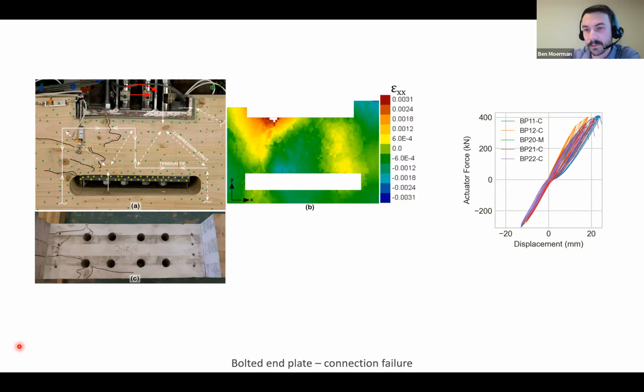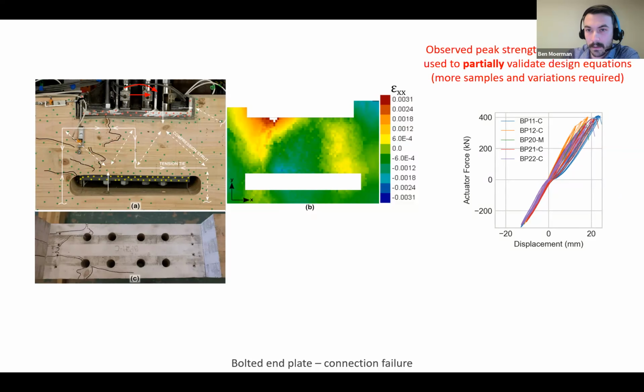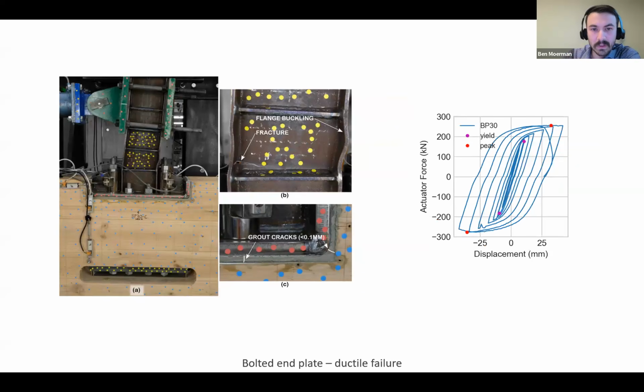The force displacement plots are not too interesting because it was mainly just linear elastic and then it broke. So really the important thing here was the failure load, and then we could go away and figure out some design methods so that failure doesn't happen in an overall coupled wall system. This was the final test in the bolted end plate series.